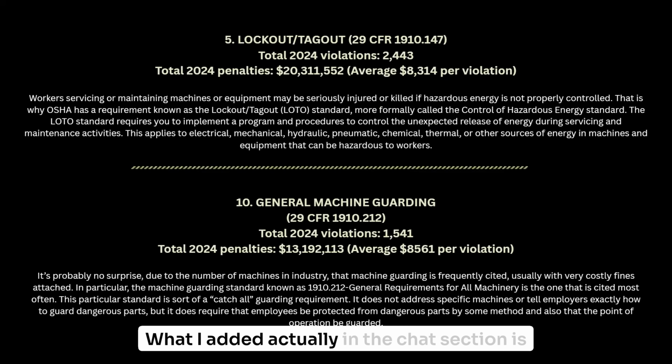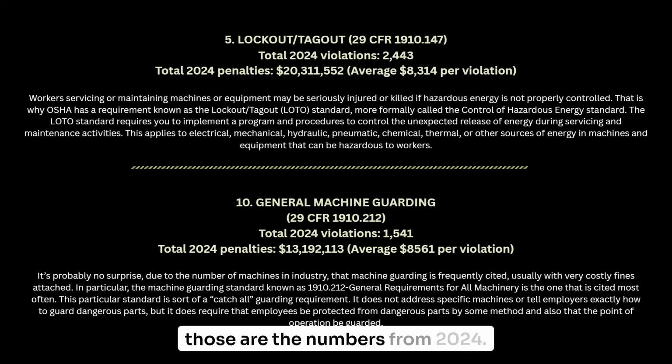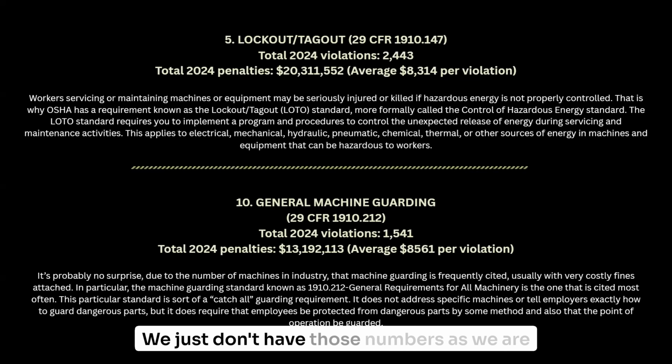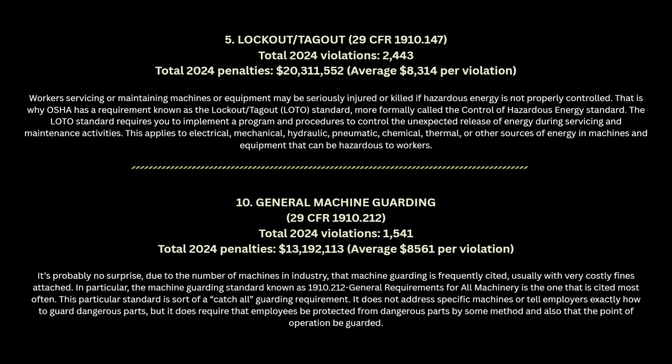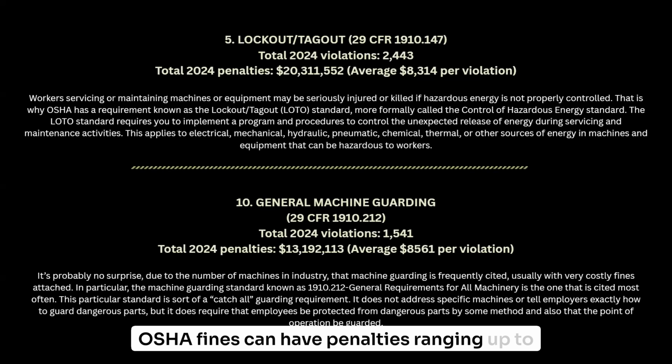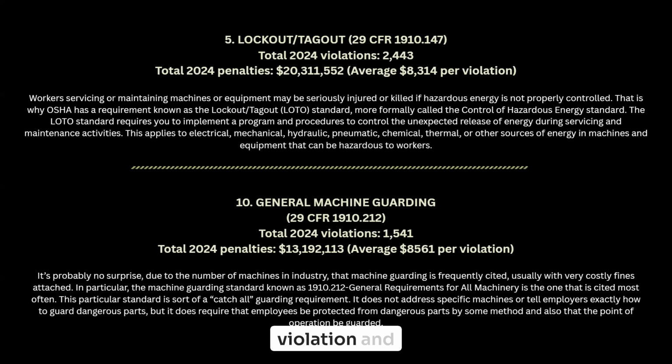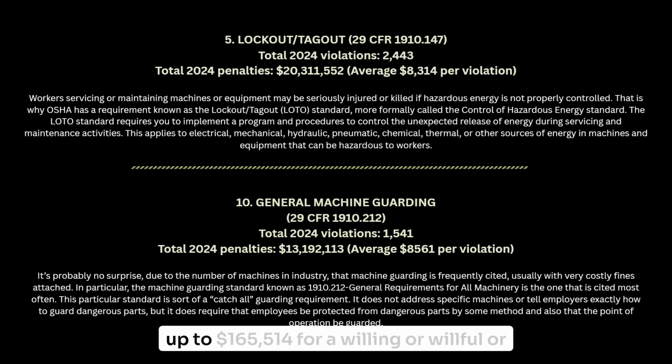And what I added actually in the chat section is those are the numbers from 2024. As of January 1st of 2025, OSHA actually increased their fine amount. And so that average will go up in 2025. We just don't have those numbers as we are not done with the year. But OSHA fines can have penalties ranging up to $16,550 for a serious or other than serious violation, and up to $165,514 for a willful or repeated violation.